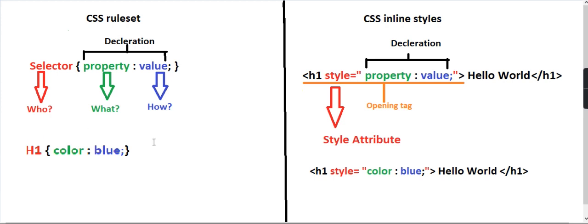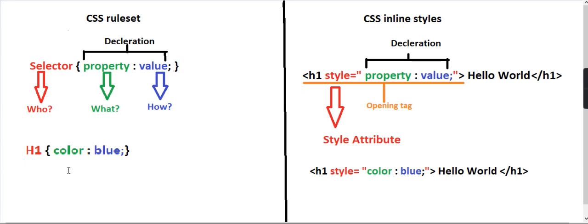Now let's see an example. For example, we want to change our H1 heading to color blue. Okay, so who do we want to change? We want to change the H1, right? So our selector will be H1.